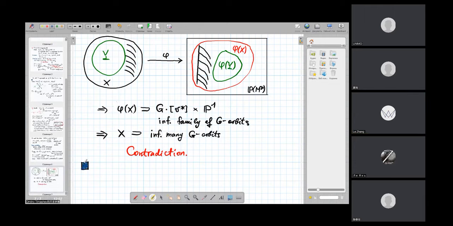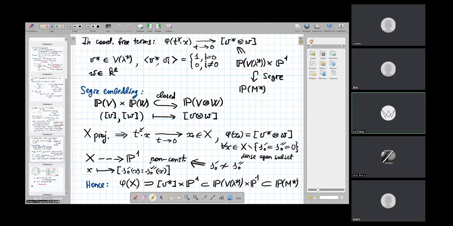A regular, a rational map from a projective variety to the projective line. If it is not constant, then its image is dense, right? Right. Its image is dense. Yeah. This is basic geometry.